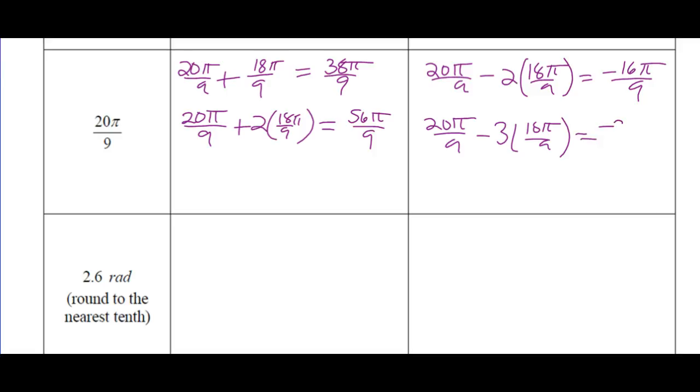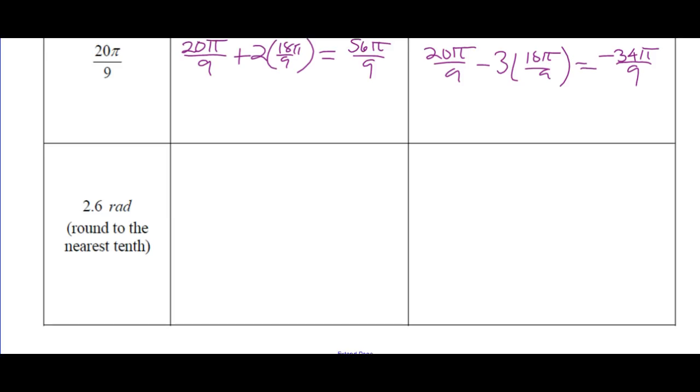Is that negative 34? Actually, the easier way to do this is just to keep subtracting 18. Without showing work: add 18, 38, add 18, 56, add 18, 74, add 18, 92, add 18, 110. If I made a mistake, nobody caught it. All you've got to do is keep adding 18s. Now it's not 18s, you're adding 18 pi over 9. The afterthought is that whatever number we get, we throw pi over 9 in there as well.